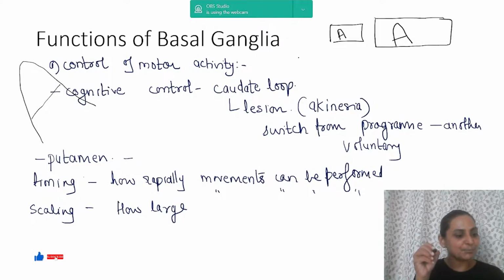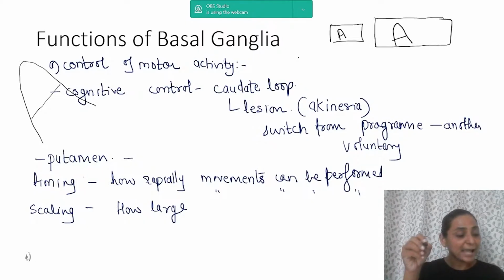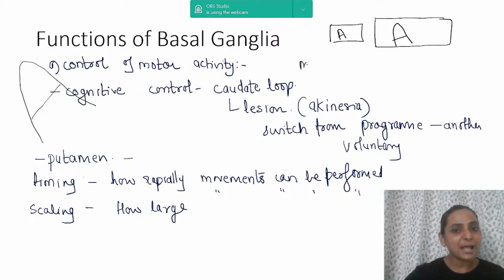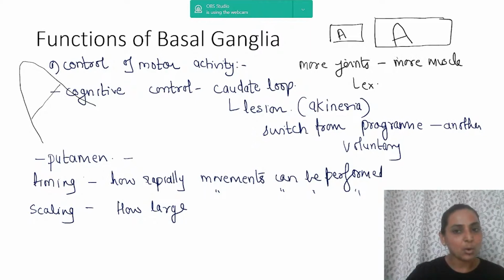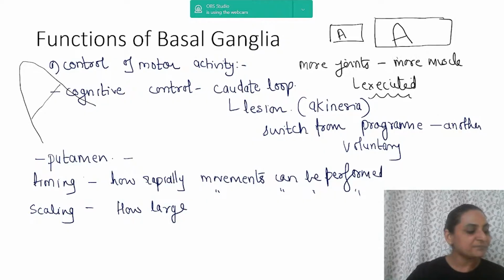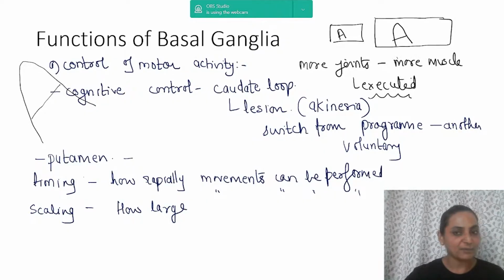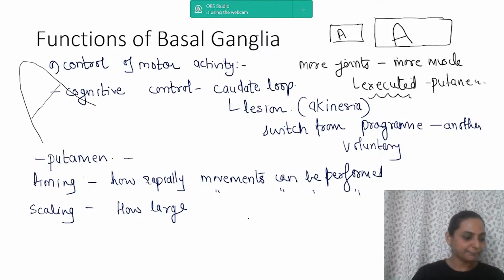If you are writing very small, you are just using your fingers or your wrist, and when it comes to bigger movements, then your elbow and shoulder will all be involved. That means you will have to incorporate not only more joints but also more muscles. So this execution of the learned pattern of movements requires the role of the putamen circuit.